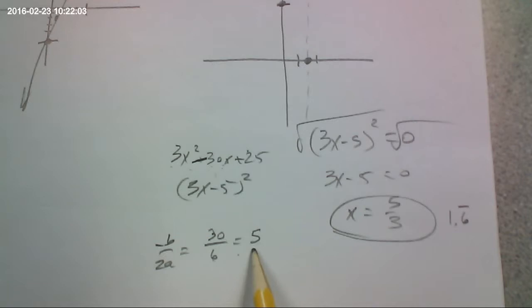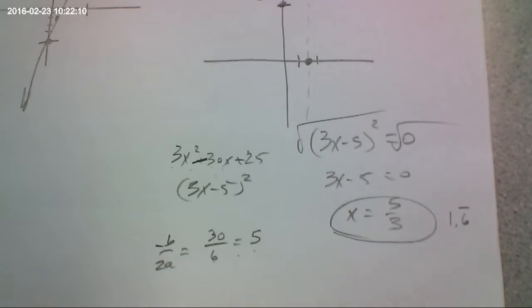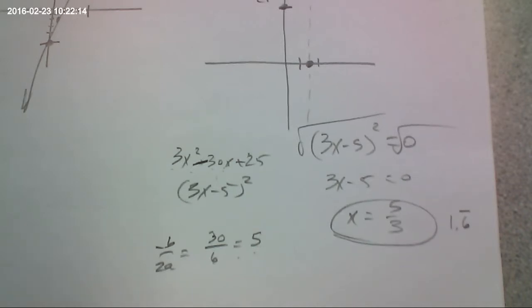What did I do wrong? The vertex, not the vortex. The vortex is when you flush the toilet and it goes clockwise. That's a vortex. A vortex is a tornado. A vertex is different. What did I do wrong?